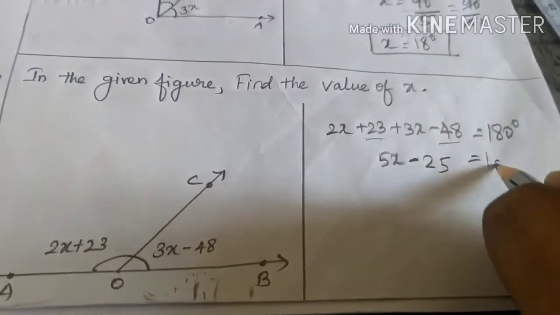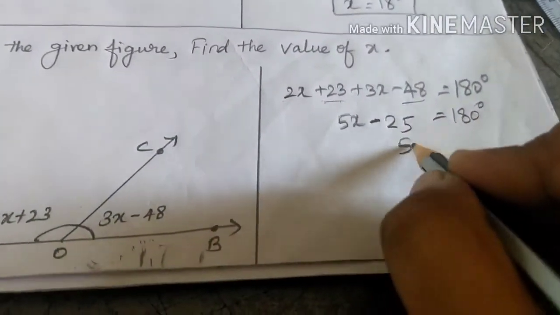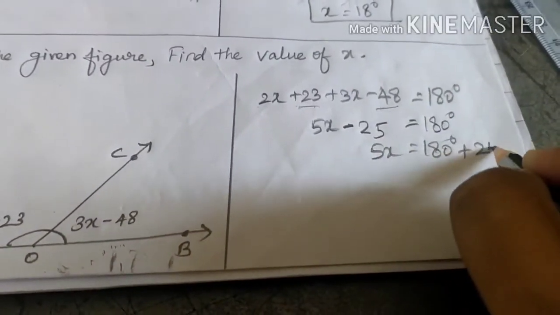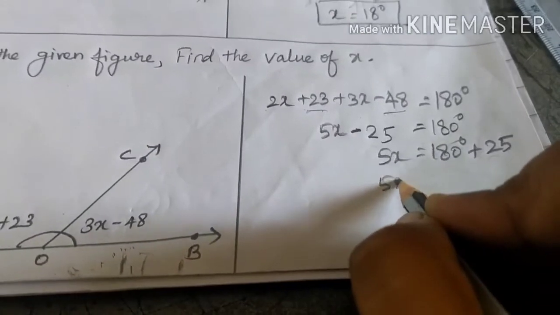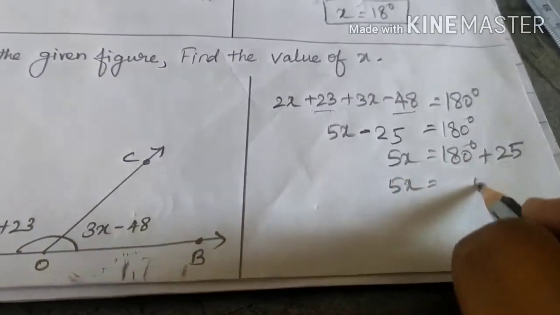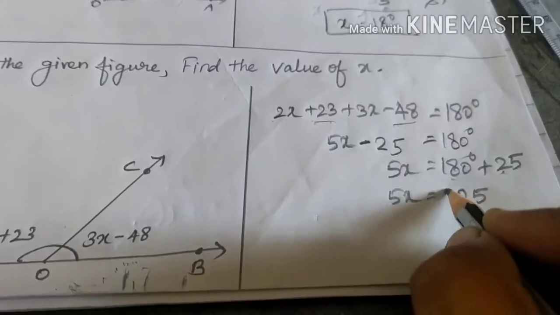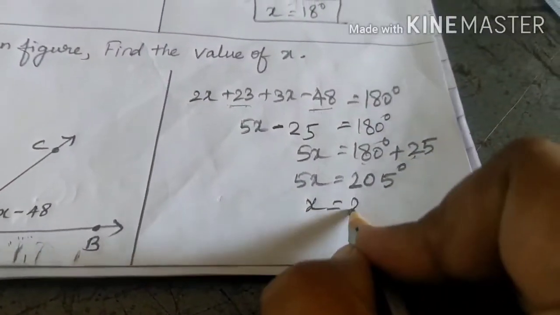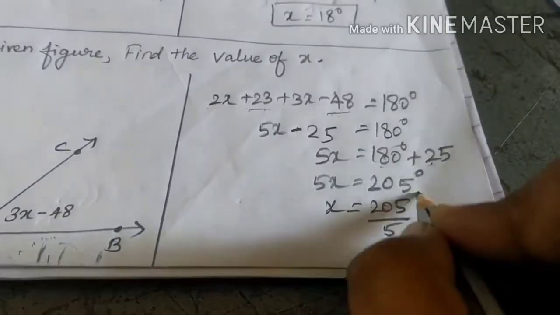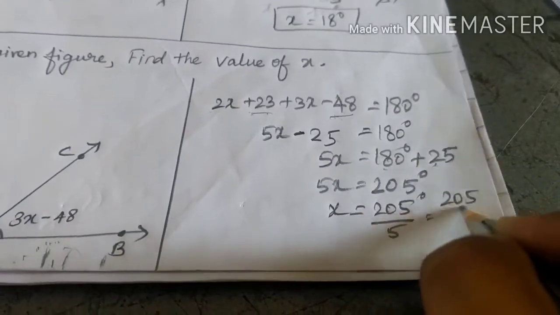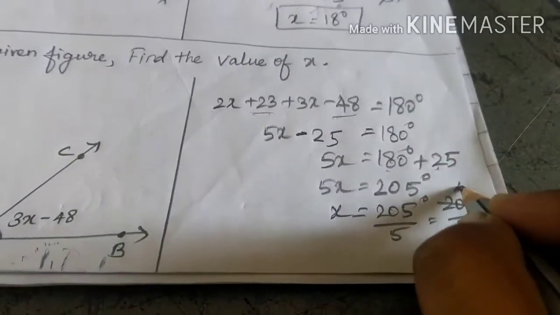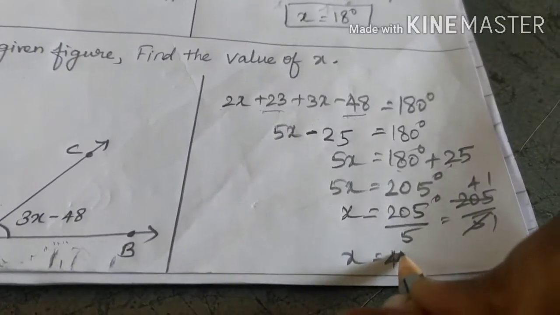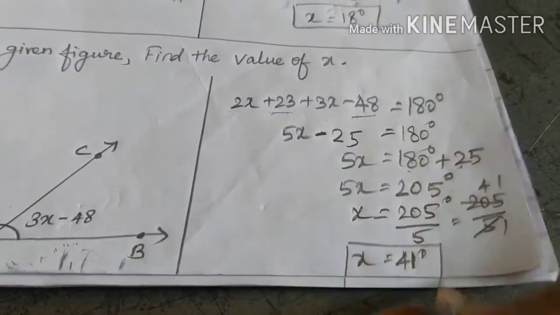So 5x equal to 180 degree, minus 25 this side comes, means plus 25. So 5x equal to 180 plus 25. Okay, 8 plus 2 is 10, carry 1. So 205 degree. So now take the x one side. So 205 divided by 5. What will we get? 205 divided by 5. 5 ones are 5, 5 fours are 20, 5 ones are 5. So we will get x equal to 41 degree.